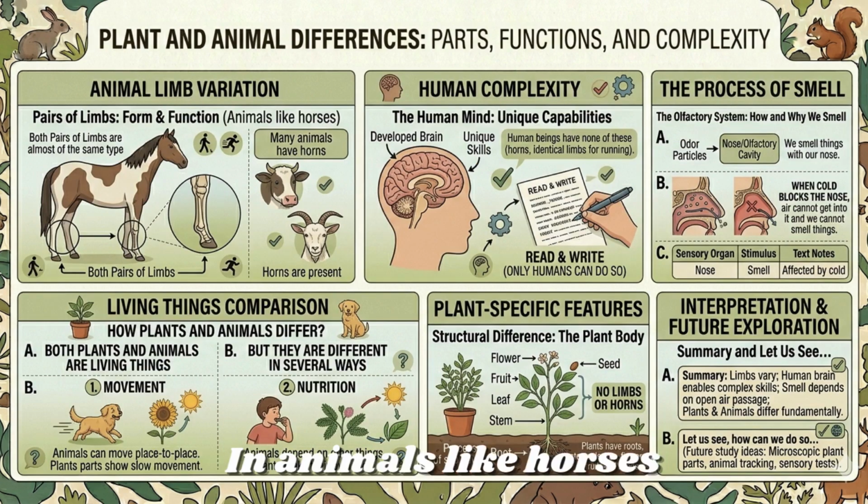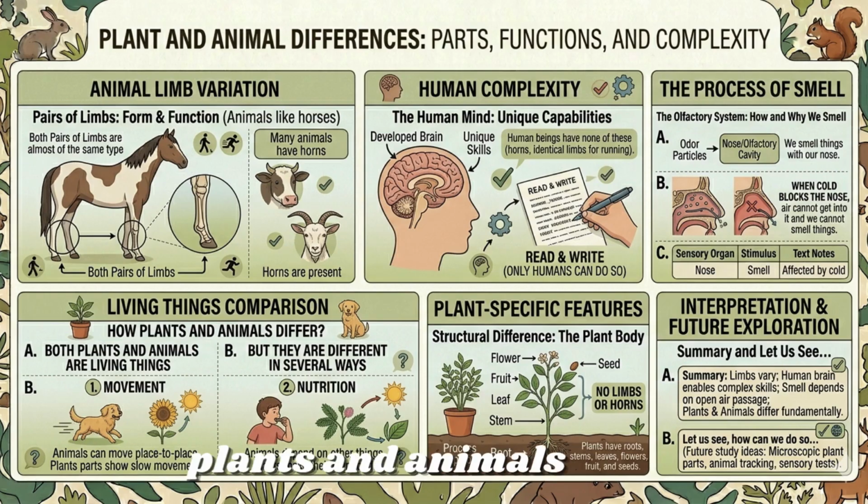In animals like horses, both the pairs of limbs are almost of the same type. These help them to walk and run. Many animals have horns. Human beings have none of these. Of all living beings, human beings have the most developed brains. Only human beings can read and write. We smell things with our nose. When cold blocks the nose, air cannot get into it and we cannot smell things.